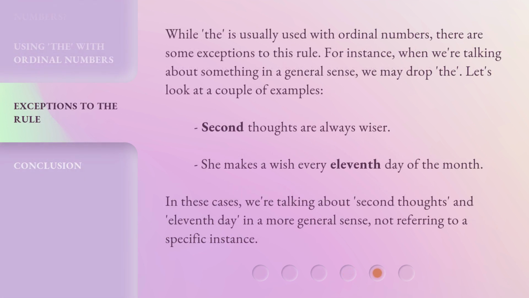While the is usually used with ordinal numbers, there are some exceptions to this rule. For instance, when we're talking about something in a general sense, we may drop the. Let's look at a couple of examples. Second thoughts are always wiser. She makes a wish every 11th day of the month. In these cases, we're talking about second thoughts and 11th day in a more general sense, not referring to a specific instance.